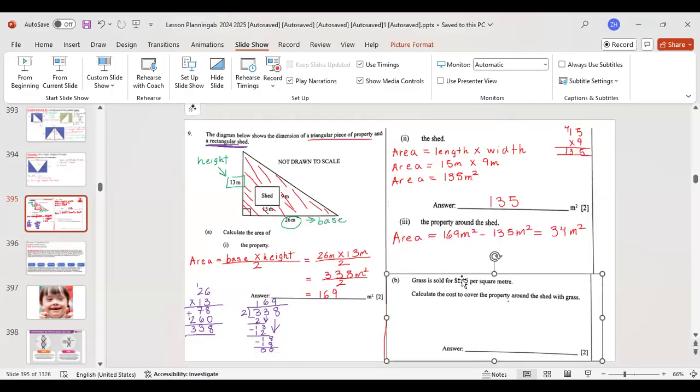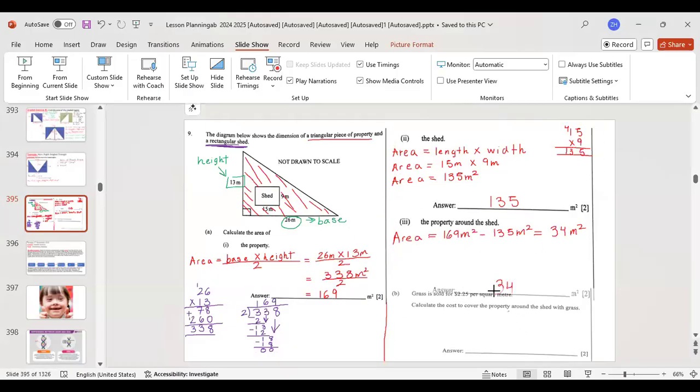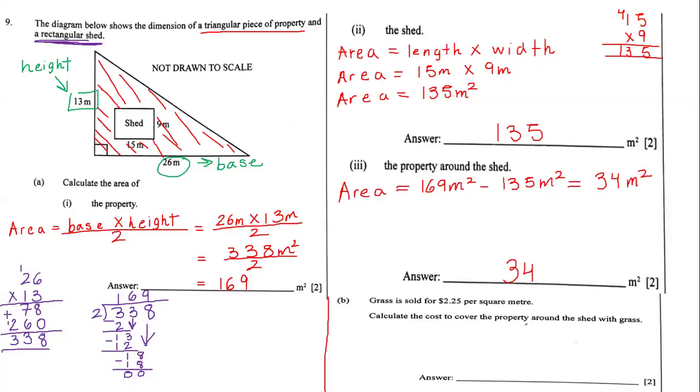So this is the last bit. I want you all to read this question. Go ahead, Sharonik, read part B for me, please. Grass is sold for $2.25 per square meter. Calculate the cost to cover the property around the shed with grass.